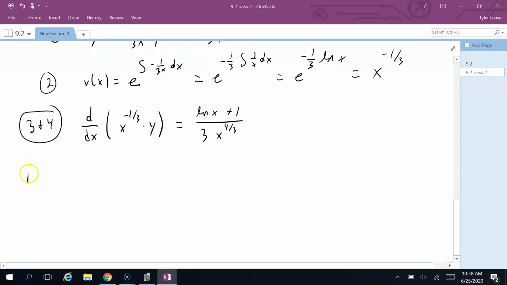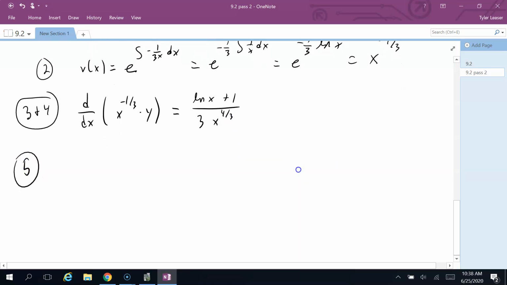Okay, now we're going to have to integrate. And this is not going to be a fun integral to do. The left-hand side is fine. Remember, that just cancels out the derivative. But then we have to do the integral of natural log x plus 1 over 3x to the 4/3. We could pull this 1/3 out, and we might want to do that.